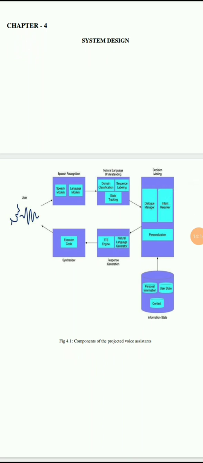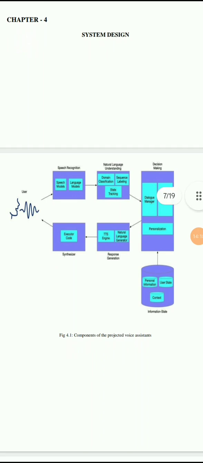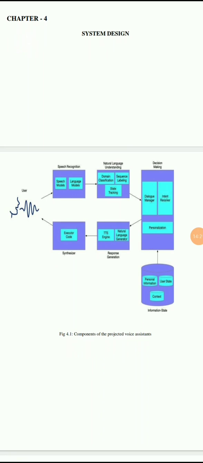It is a diagram to represent components of the projected voice assistant. The user speaks, which goes to speech recognition, and the speech is converted using speech models and language models, and then translated into natural language understanding, like domain classification, sequence labeling, and state tracking. Then it goes to decision making, where the dialogue manager, entry ranker, and personalization process it and give back the output.